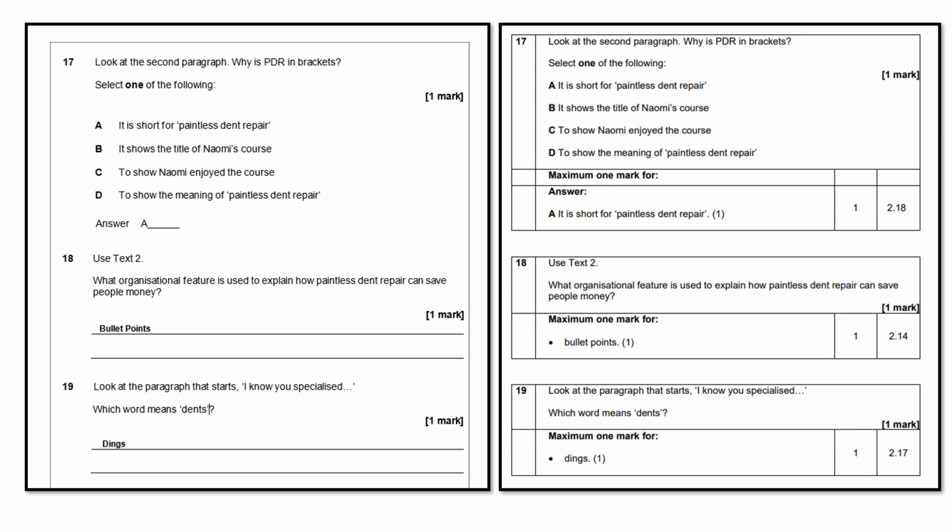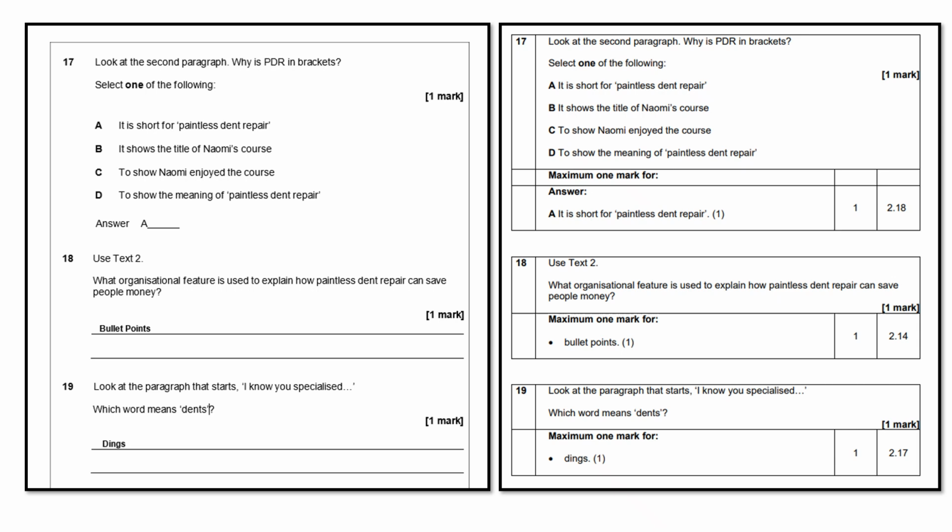Question 18. This question asks the learner to identify the organisational feature that is used to explain how paintless dent repair can save people money. And there is only one correct answer, bullet points. However, examiners would also accept similar wording, for example, bullets or bulleted list or bullet pointed list.